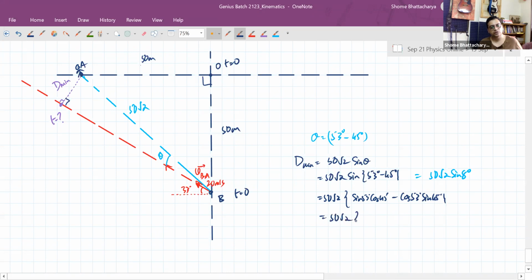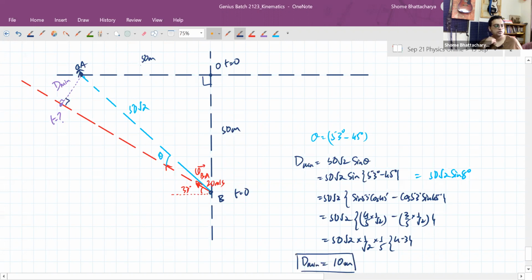So 50√2 into 4/5 into 1/√2. Ultimately, you see it's not a tedious calculation. It's quite a simple calculation. So 50√2 into, take the 1/√2 outside, take the 1 by 5 also outside. You're left with 4 minus 3. The answer is very simple actually, it's 10 meters. So the closest they come to is 10 meters. And another thing you will see, we can calculate the time by using the fact that if this distance S of B with respect to A in that much time.